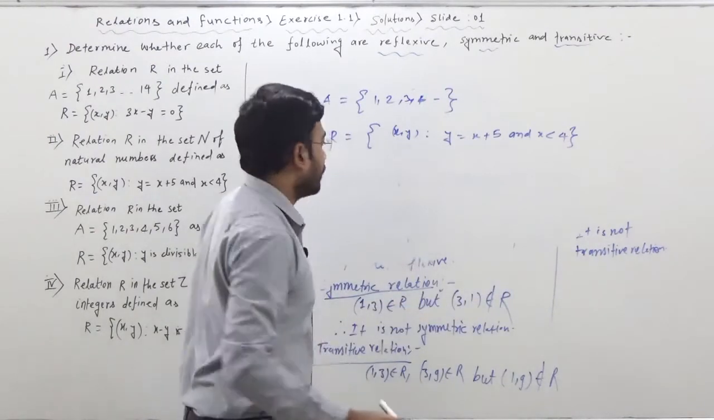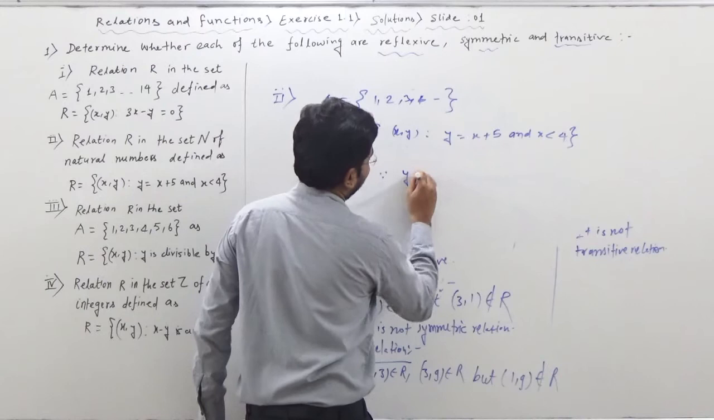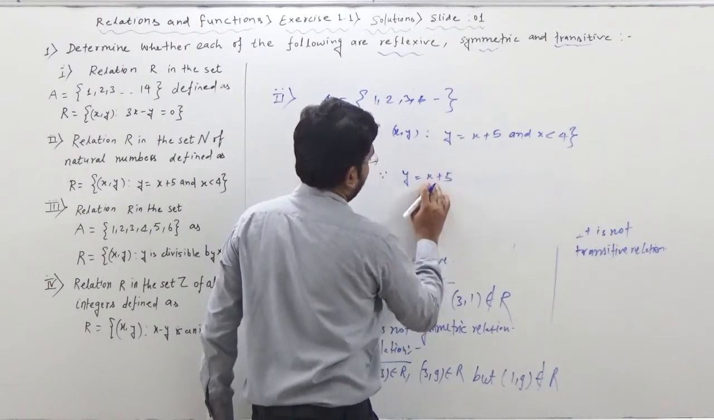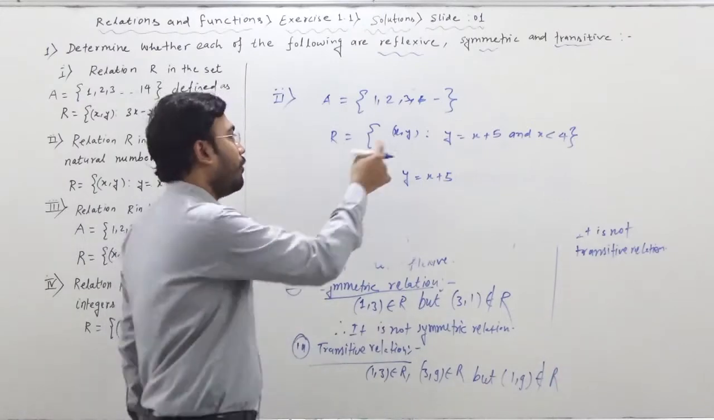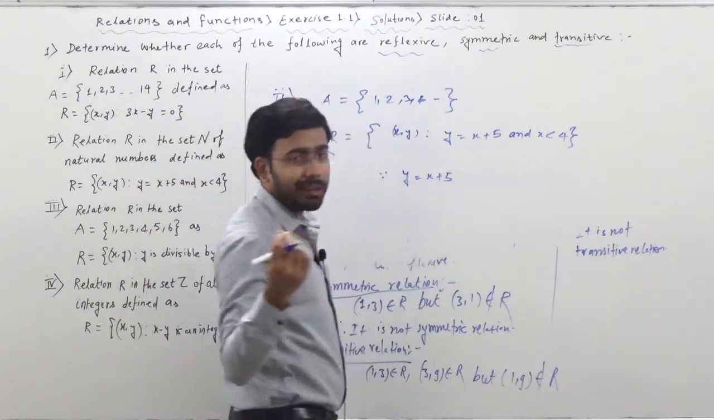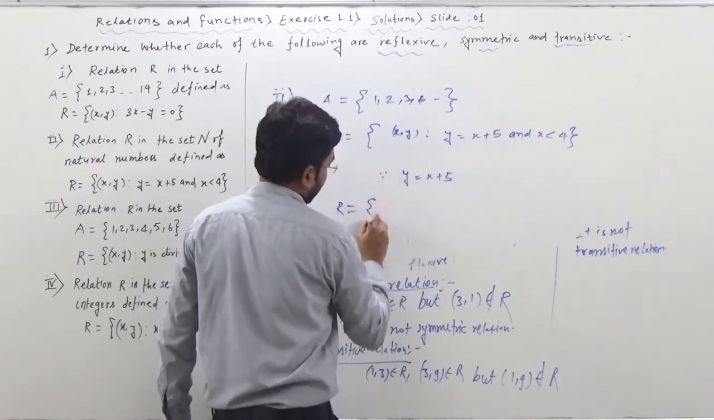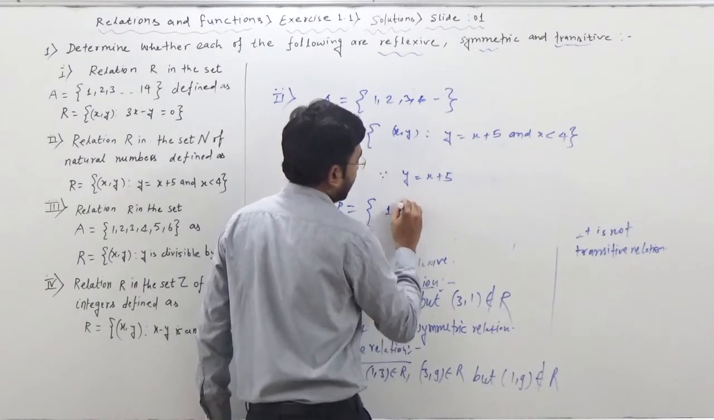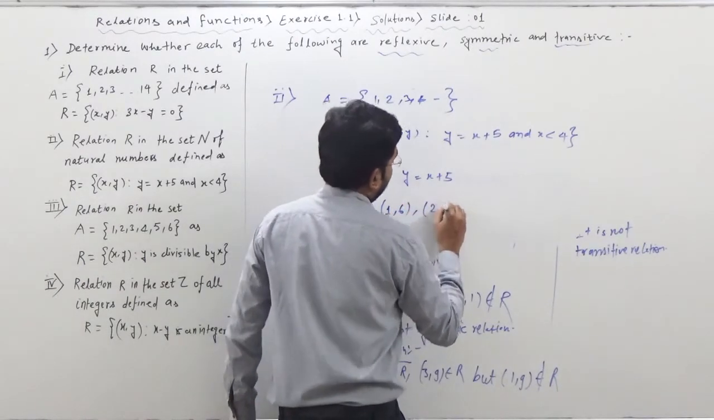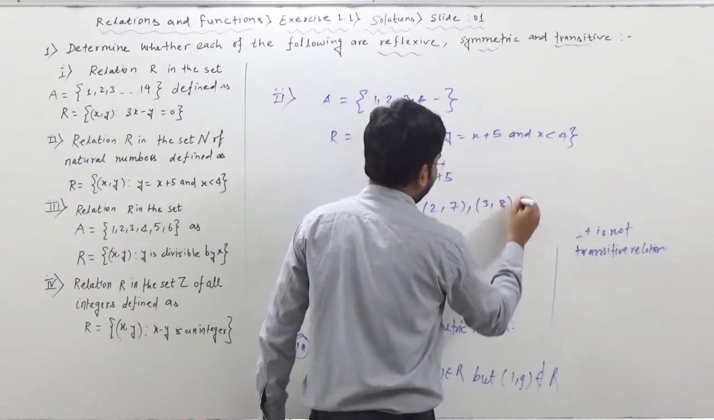Not more than that. So since y is equal to x plus 5, we will start keeping x from where? From 1, because the minimum value we can keep is 1. So what will this relation be? In roster form we will write this one as (1, 6), (2, 7), (3, 8), nothing else.